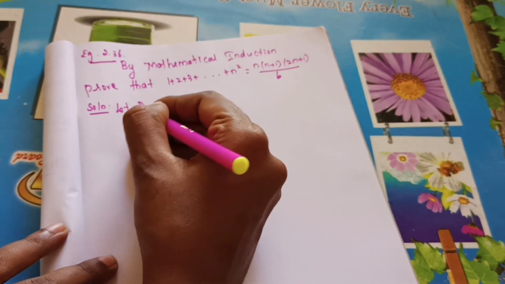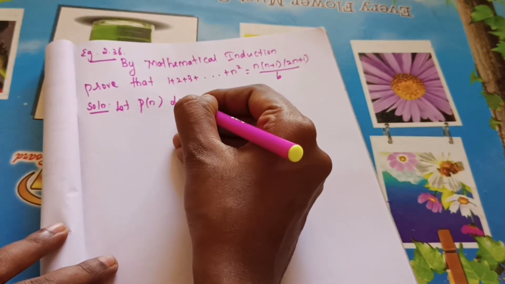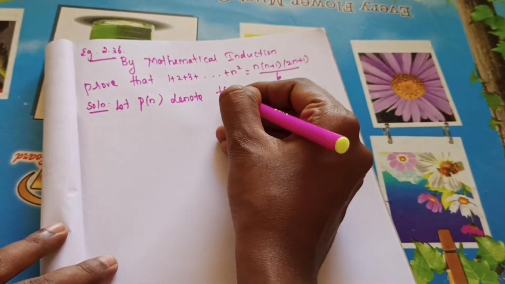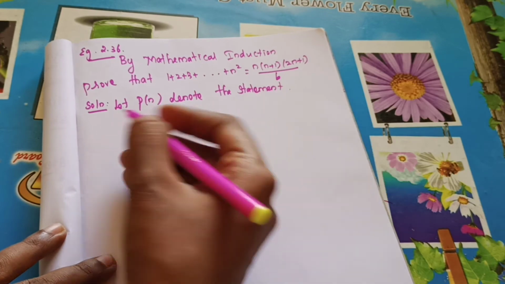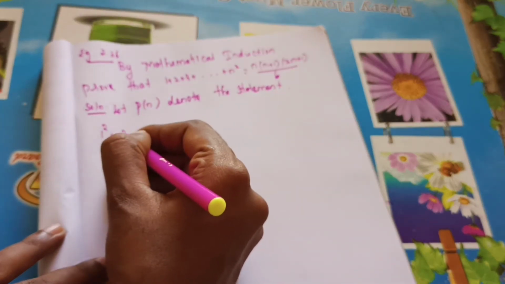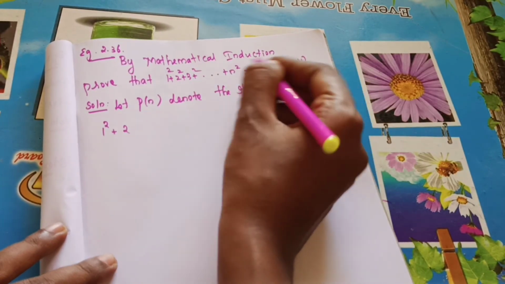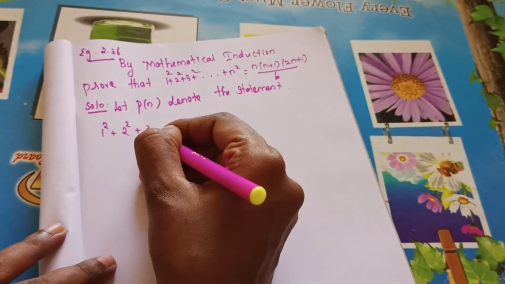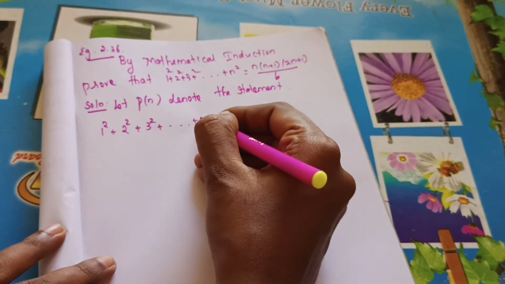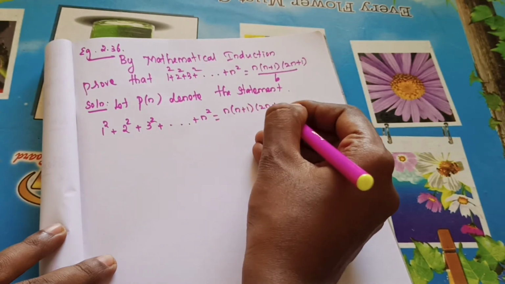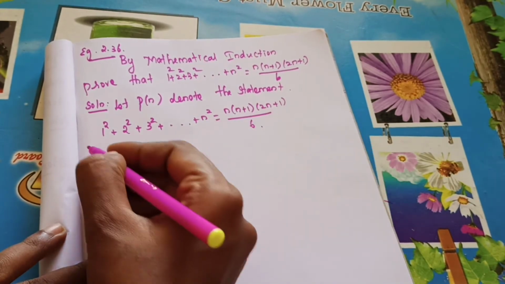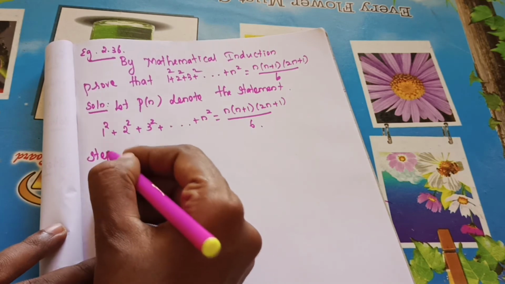Let P of n denote the statement. What's the statement? Write down the statement: 1 square plus 2 square plus 3 square plus etc. plus n square is equal to n into n plus 1 into 2n plus 1 by 6. Now, what's step 1?